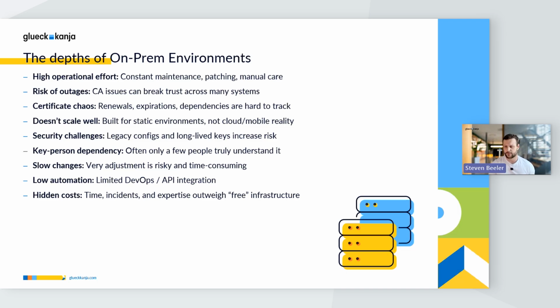Changes are also pretty slow. Let's say you need to lifecycle your server hardware, then you first need to order it, and usually it takes a few months till it's shipped. And this all generates new problems. As I already stated before, the automation is pretty low on on-prem environments. You don't really have an API integration or anything similar. And for me, one of the biggest points is also the hidden cost. Even if you say, hey, we have this infrastructure, it's running, we have people that maintain it, you still need to invest time to build up expertise on how to maintain these PKI systems.